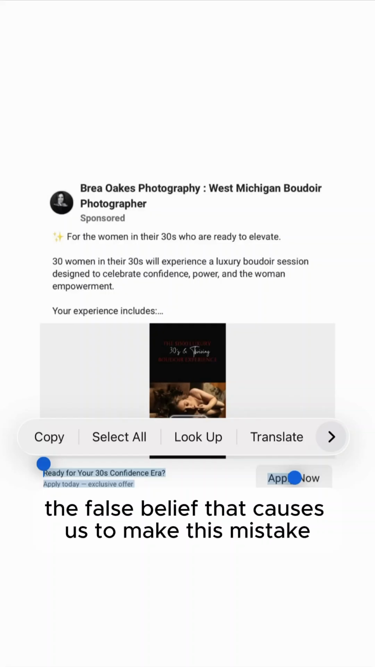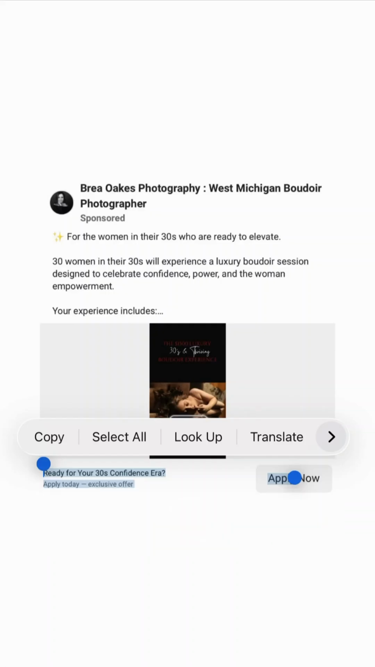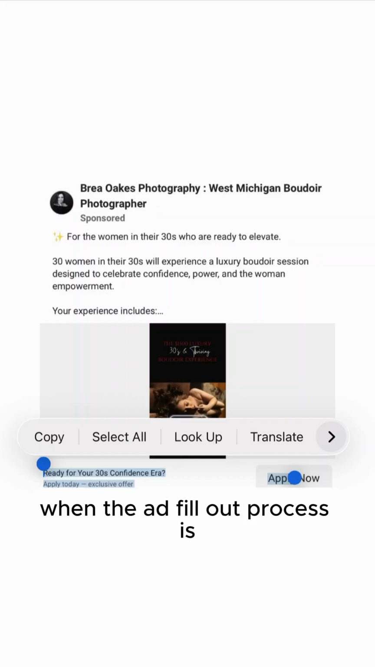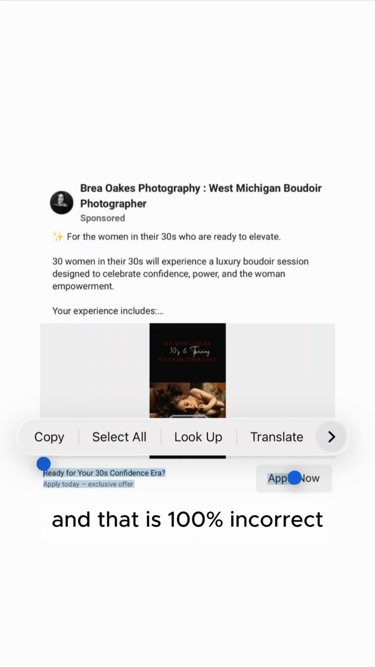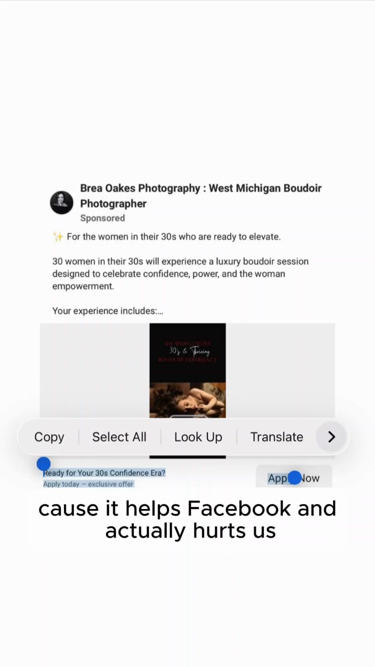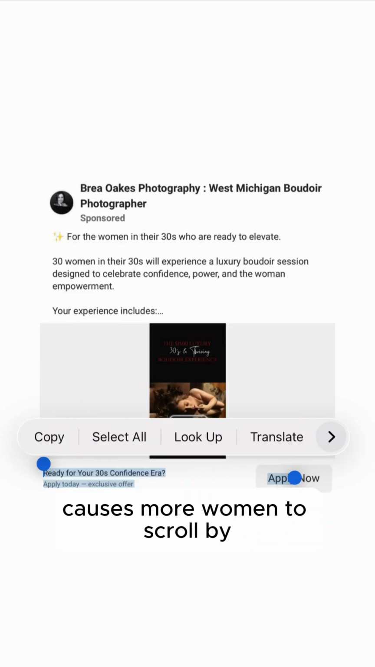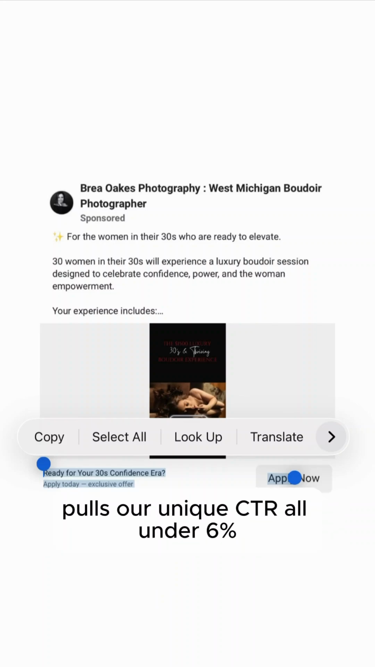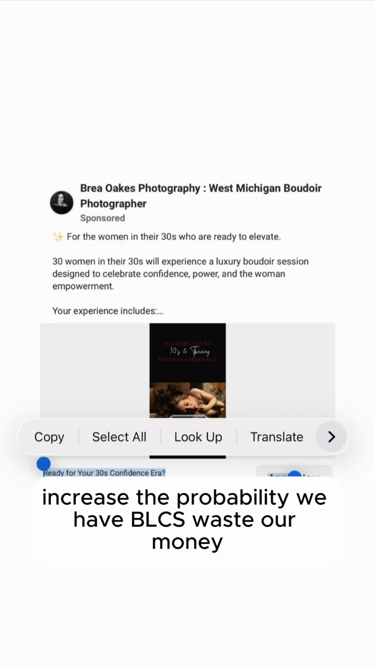The false belief that caused us to make this mistake is that we believe we're trusting what Facebook tells us to fill out for our ads, when the ad fill out process is what we should fill out for our ads. And that is 100% incorrect. Facebook recommends those things because it helps Facebook and actually hurts us. That's right, it hurts us. Causes more women to scroll by our Boudoir Facebook ads, pulls our unique CTR under 6%, increases the probability we have BLCS, wastes our money.